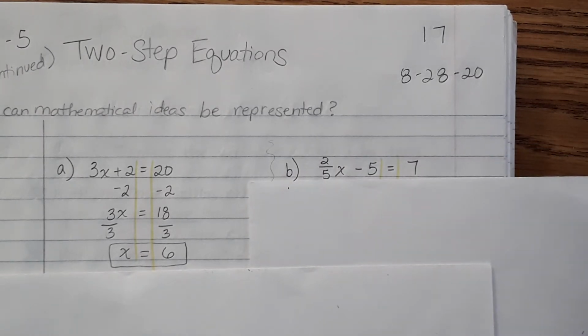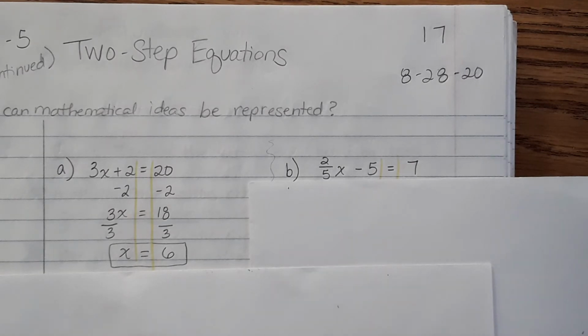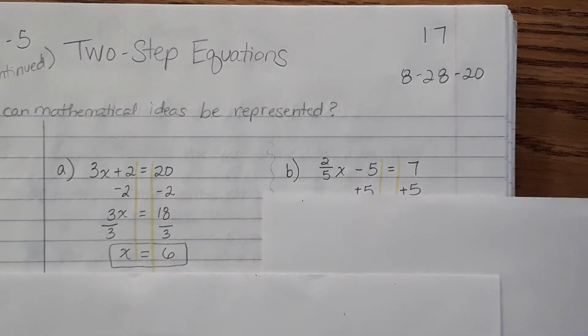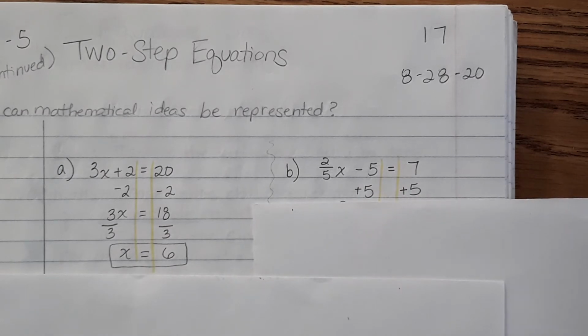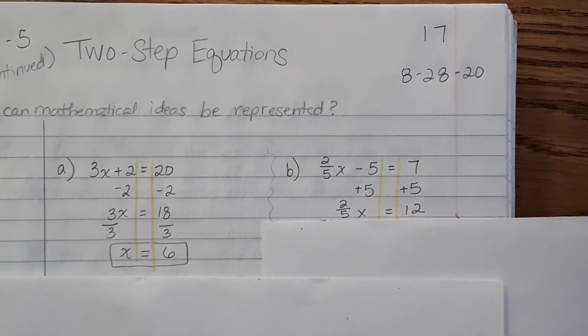2/5 x minus 5 equals 7. So again, what's done to x? Multiply by 2/5 and then subtract 5. Since the last thing is subtracting 5, I'm going to work backwards from there. The inverse of subtracting is, of course, adding, so I'm going to add 5 to both sides. 2/5 x remains on the left and 12 on the right because we're working down.